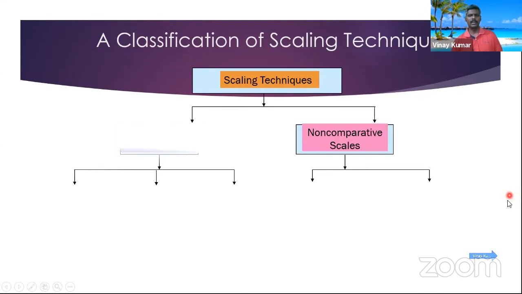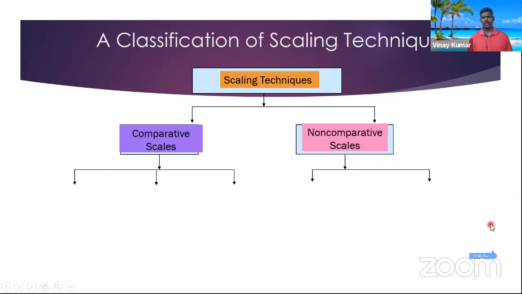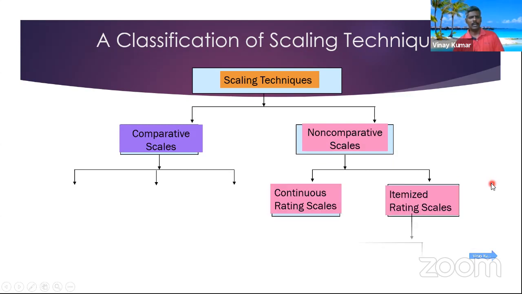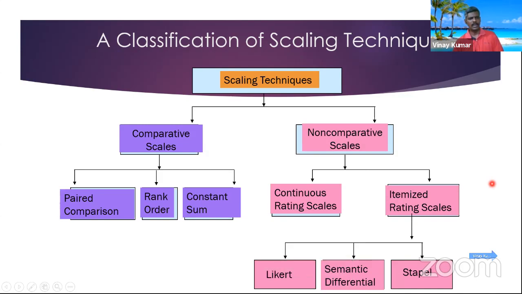So we can divide the scaling techniques into two: one is comparative scales and one is non-comparative scales. So let's see what is non-comparative and comparative in the coming slides. And further, we have comparative scales: paired comparison, rank order, and constant sum. So let us see with the examples what these mean.